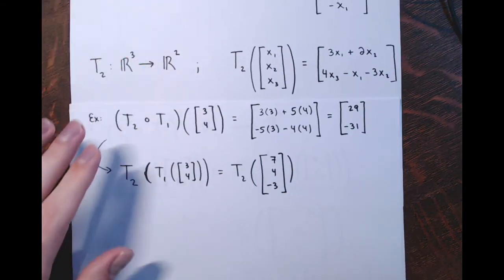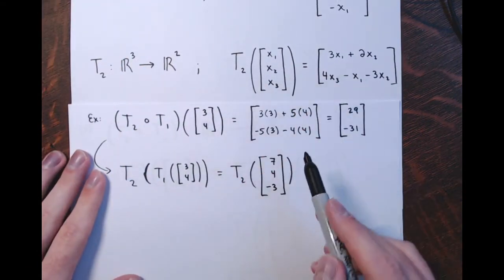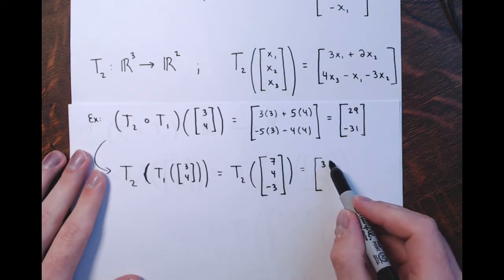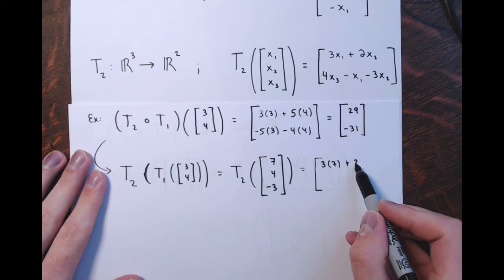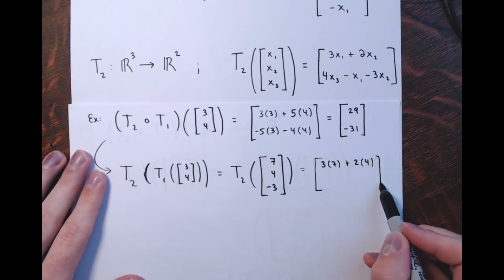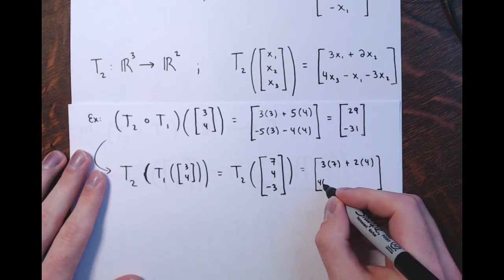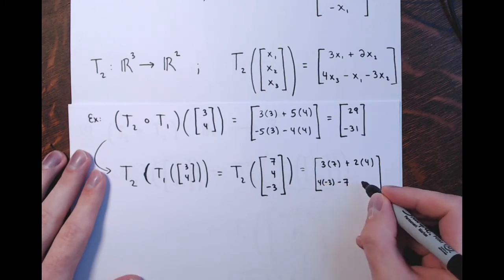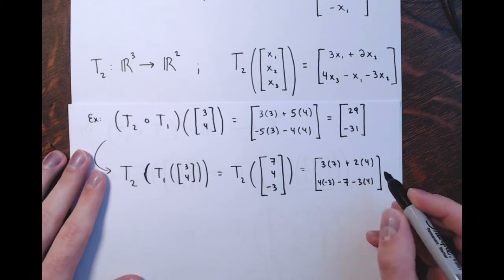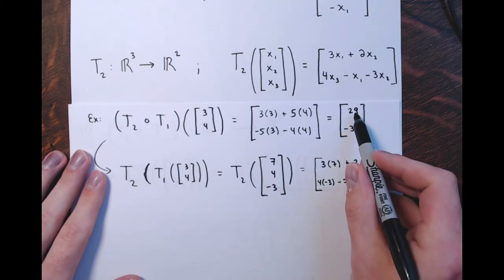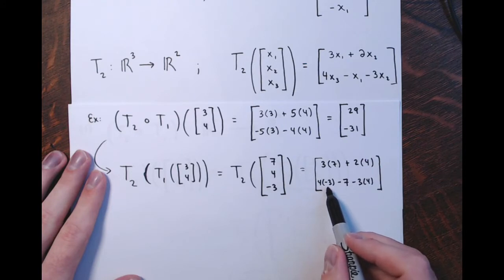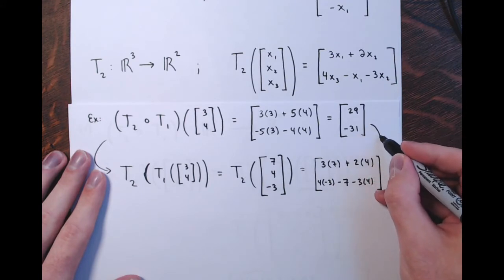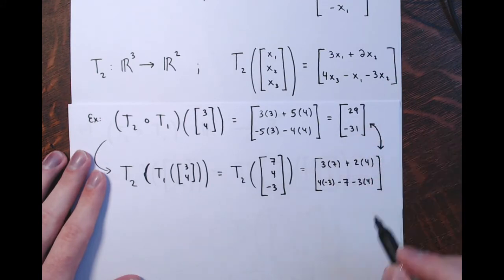Let's see. So applying T2 to this vector, we get 3 times 7 plus 2 times 4, and then 4 times negative 3, the x3, minus 7, minus 3 times 4. And yeah, that's 21 plus 8, 29. And then negative 12 minus 7 is negative 19, minus 12 is negative 31, and these are the same.